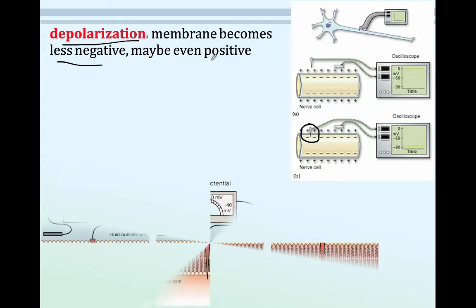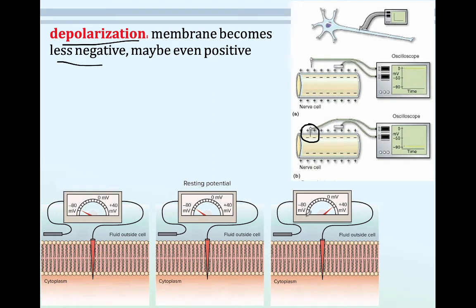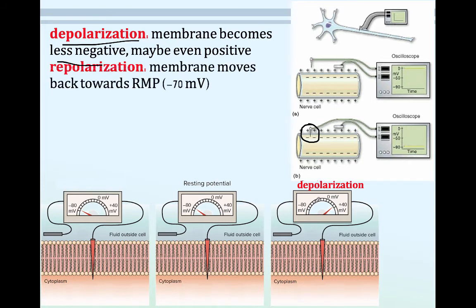In order to depolarize, what we have to do is we have to have the inside of the cell become less negative. Even if it went from -70 to -60, that's still depolarization. -60 to -50, more depolarization. We can go all the way up past 0 and become positive, but we don't have to. And so even moving from -70 to -60 is still depolarization. Repolarization means we're going to move back towards -70. Typically, it always means that we're going to go from -60, -50, +40, back towards -70.